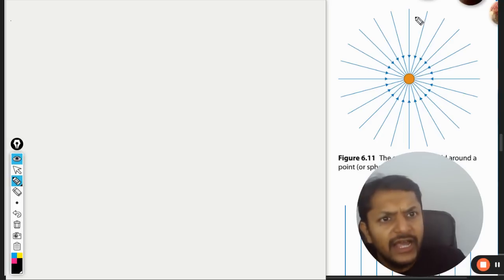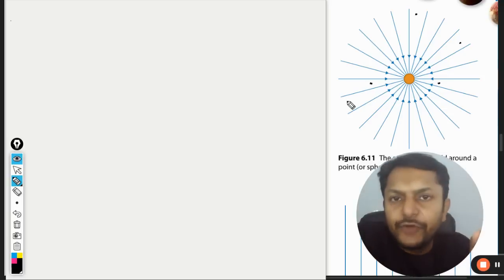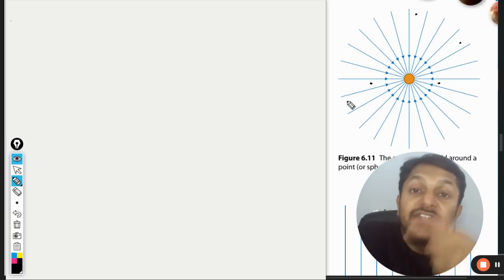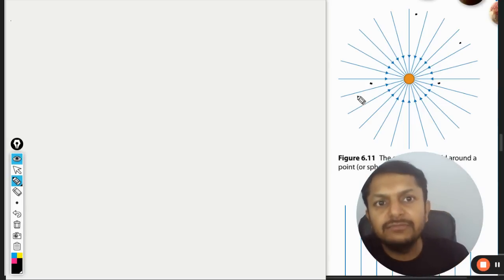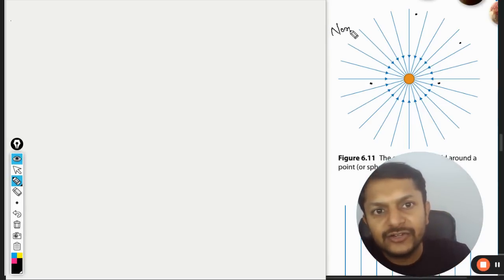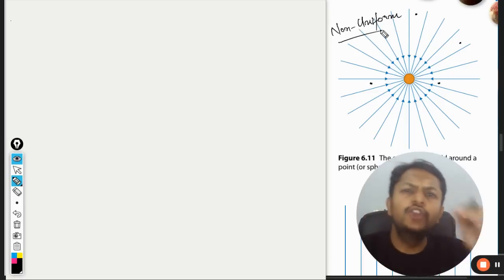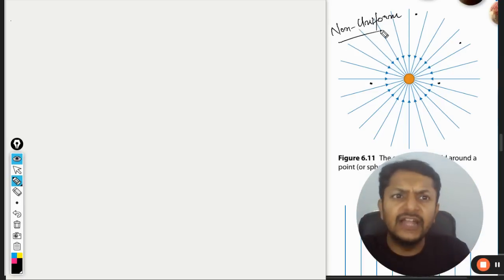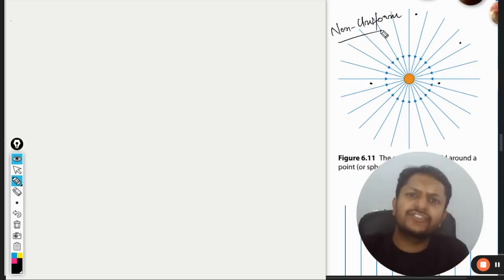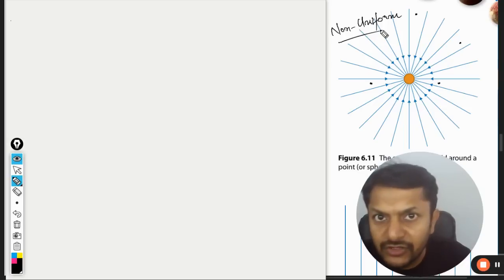Now a point to be noted, at each and every point, the magnitude is different as well as the direction is different. So such a gravitational field is actually non-uniform. This is how we show a non-uniform gravitational field, where even the magnitude is not the same and even the direction is not the same.